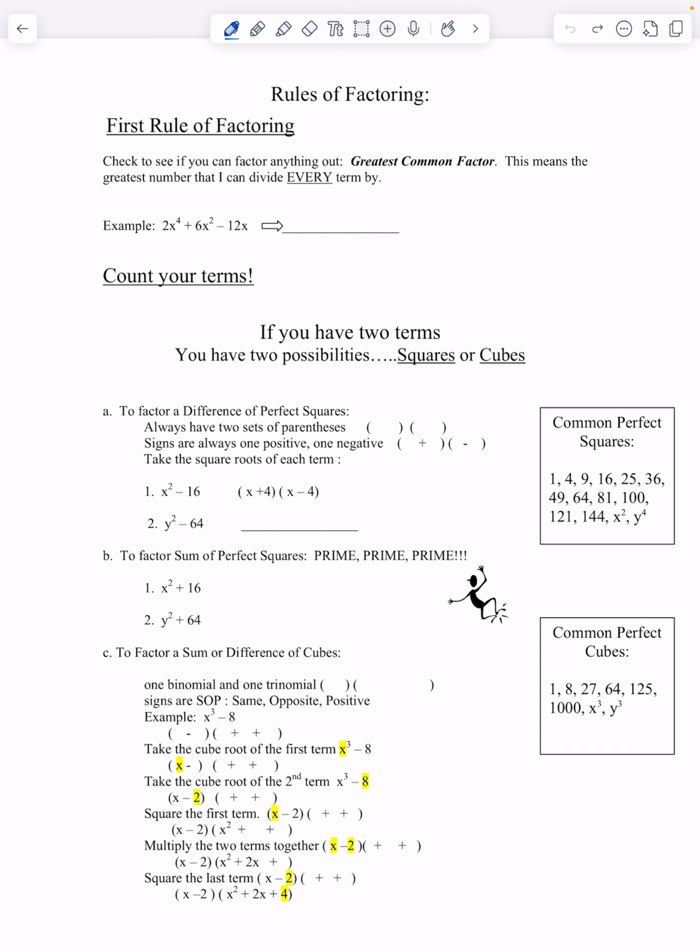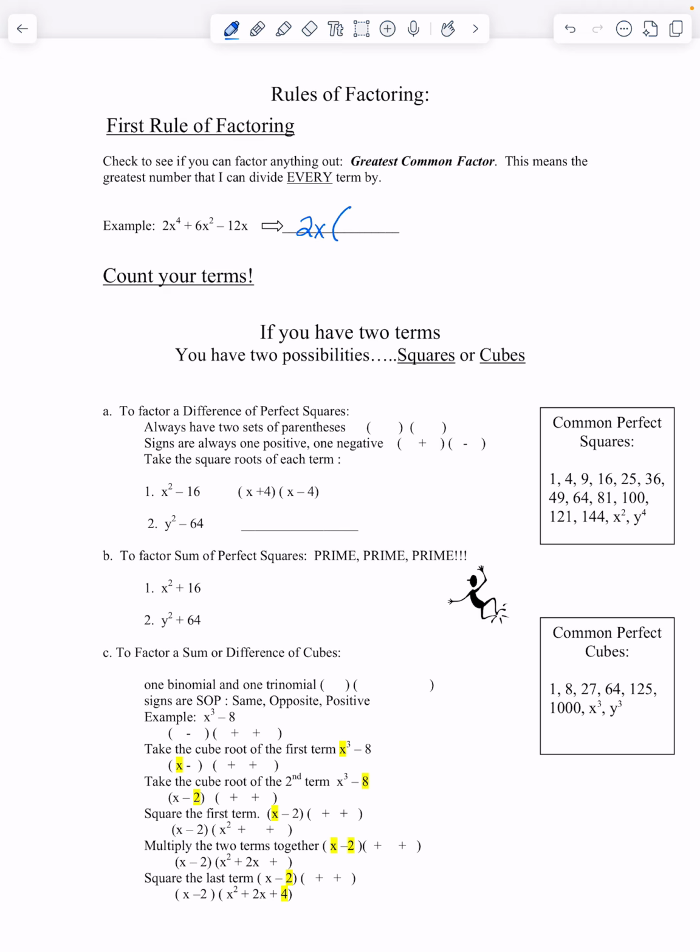The first rule of factoring any problem is to look and see if you can factor out a greatest common factor. You want to make sure that when you factor out the greatest common factor, there is nothing left that any of the terms can be divided into. So if I look at the example given here, I'm looking at the numbers 2, 6, and 12. The largest number that I can divide all of those terms by is 2. I also have an x in common with each of those terms, so I'm going to factor out the greatest common factor, which is 2x.